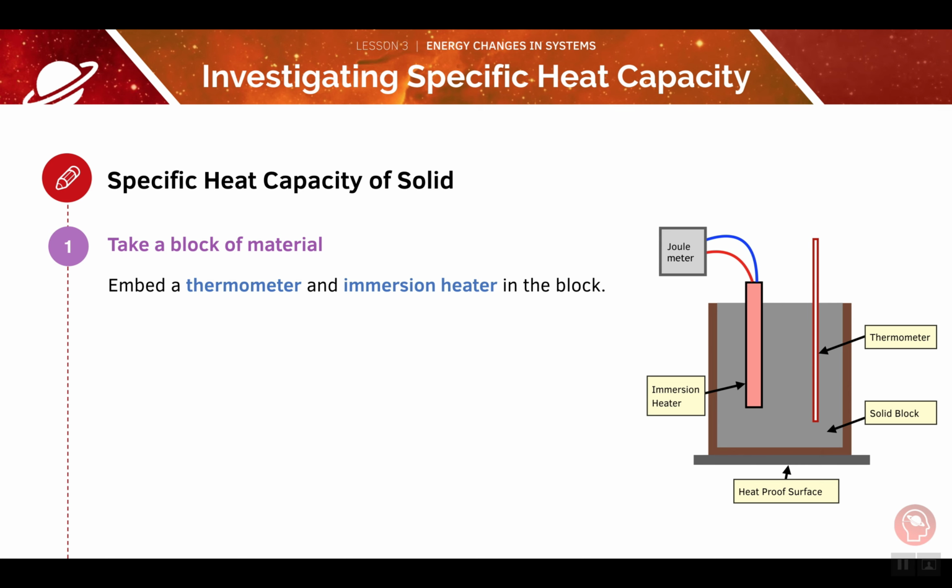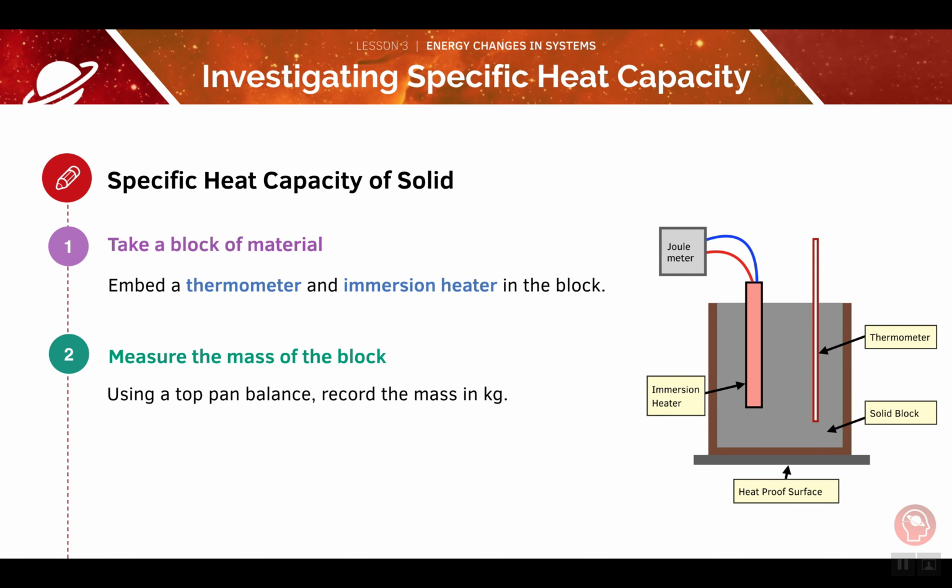And the second is an immersion heater. This is used to provide heat energy to the block. In this experiment, we are essentially seeing how much heat energy is needed to heat up the block to a certain temperature. We should next measure the mass of the block. This is done using a top pan balance, and we should ensure that we record the mass in kilograms.